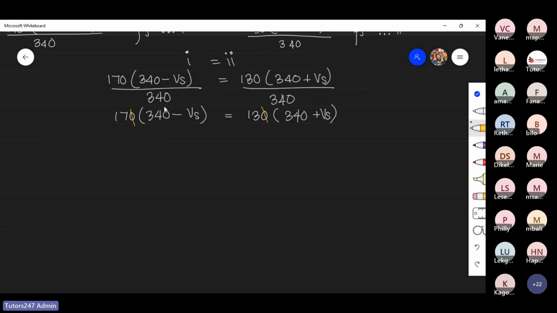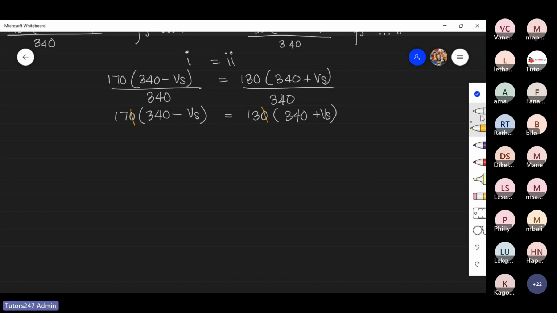You cannot get rid of the 0 within the bracket, nor can you get rid of the 340 within the bracket, because that 340 is connected to the VS's. If it was not addition or subtraction, if it was multiplication within the brackets, meaning 340 times VS, then we could get rid of the VS's, or rather then we could get rid of the 340s on both sides. But because it is plus or minus, that restricts our ability to do so.